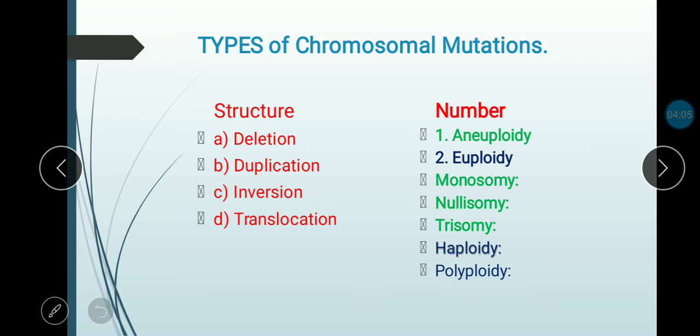On the basis of structure, there are four types: deletion, duplication, inversion, translocation. That means a change in the structure of the chromosome. But another type is the change in the number of chromosomes. These are of two types. The first one is aneuploidy and the second one is euploidy. It means the chromosome number gets changed, and it is again divided into subtypes. We will see them one by one.